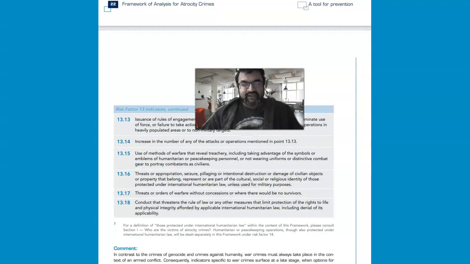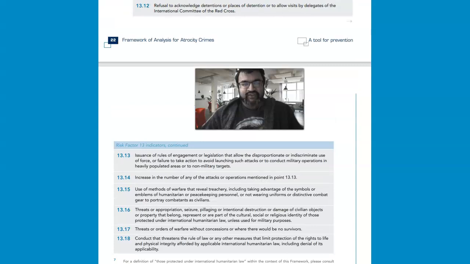There's actually six more. 13.13 is issuance of rules of engagement or legislation that allow the disproportionate or indiscriminate use of force, or failure to take action. 13.14 increase in the number of any of the attacks or operations mentioned in 13.13.